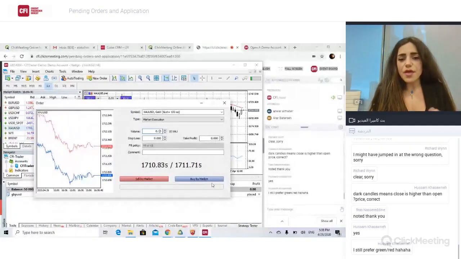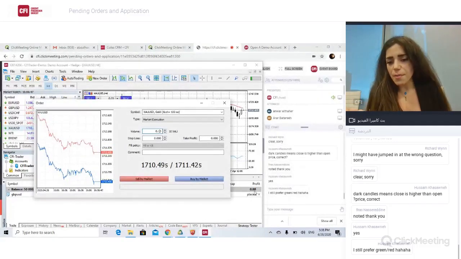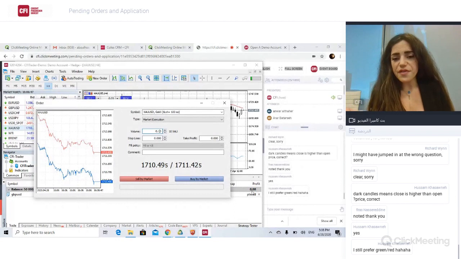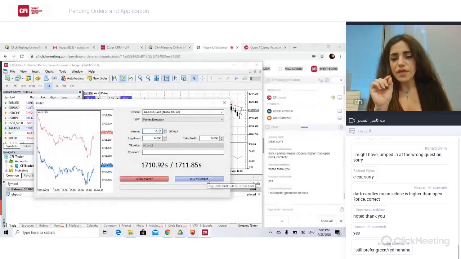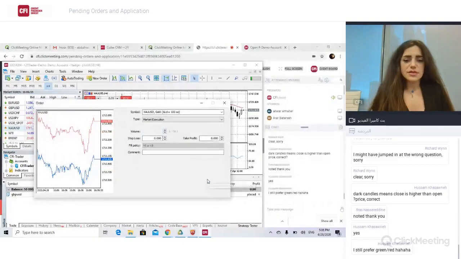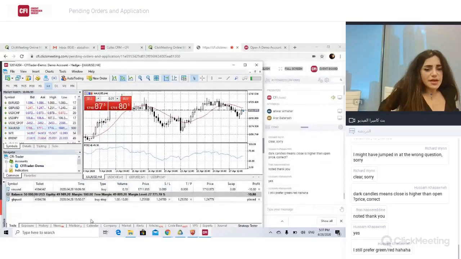So I'm going to buy here without specifying my stop loss or take profit. Now, please watch out for the profit and loss, the amount that the company would take as a swap or as a profit, and then check the margin. We're opening 10 ounces. Okay, so in this case, my margin is $180.